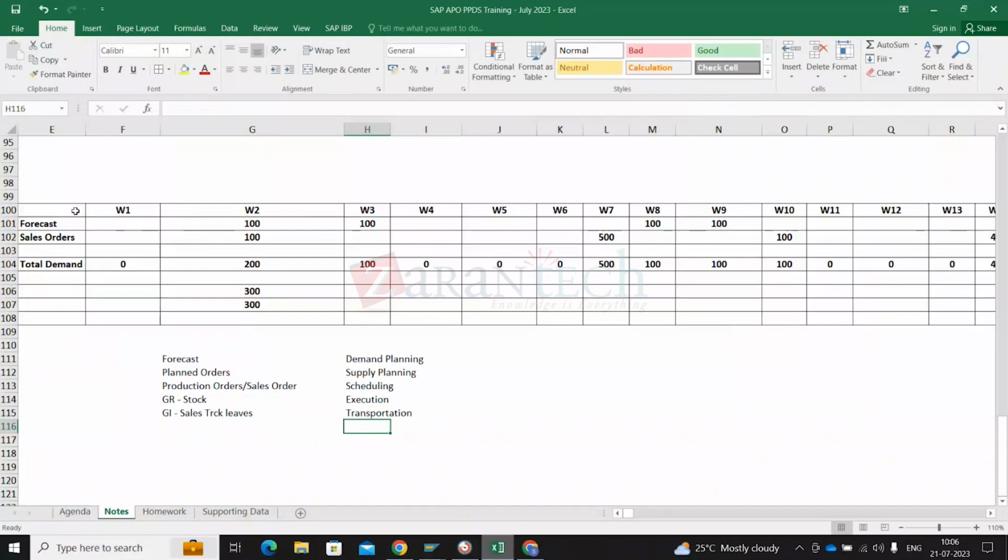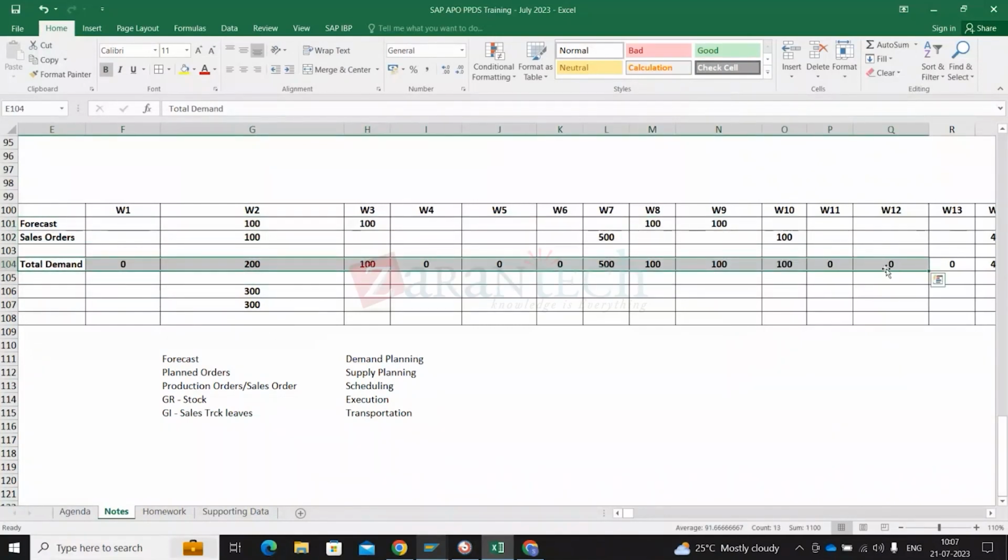We are focusing on the planning and scheduling aspect of it, right? So before doing the planning and scheduling, we have to ensure that my total demand, based on which my planning is happening, is most accurate. How can I ensure it is most accurate? I am doing the consumption of forecast based on sales order.